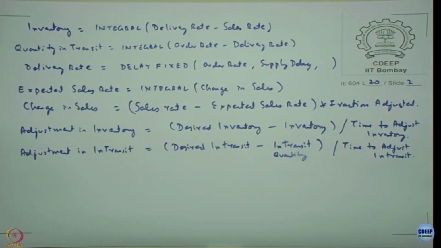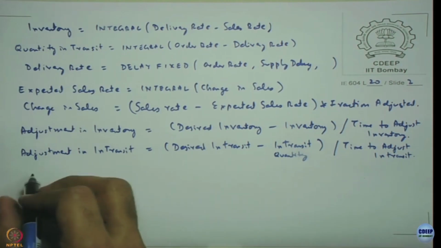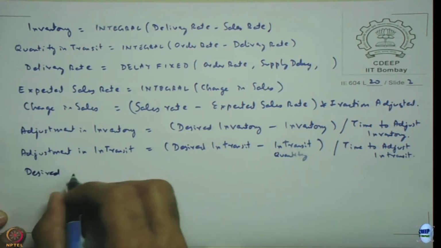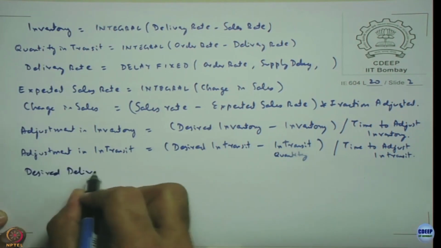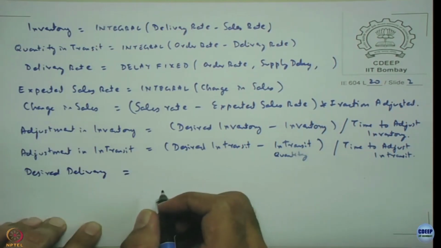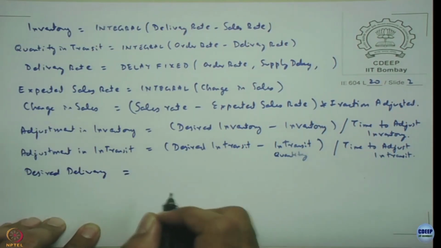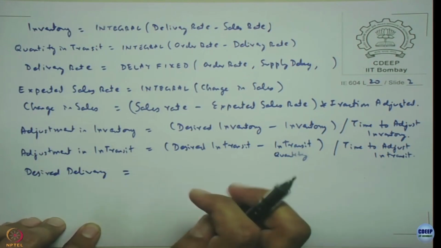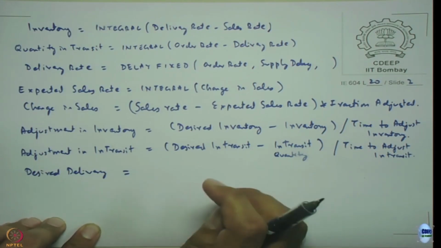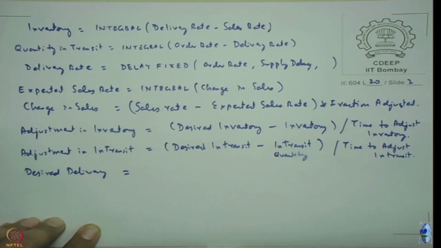Now, we started to define new variables. One is called desired delivery. What will be desired delivery? Based on your stock flow diagram, desired delivery will be equal to expected sales rate plus adjustment for inventory.